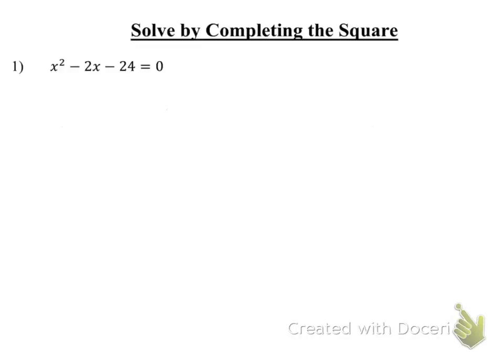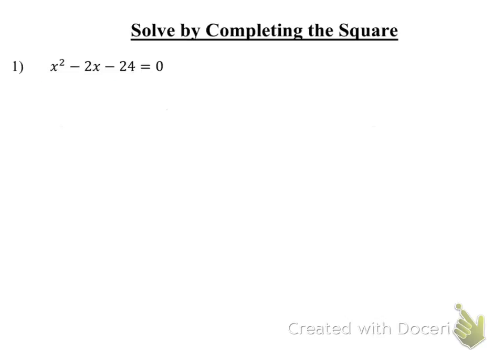Solve by completing the square. So I only have a few examples of this just to give you an idea of how this is done, but really it's just going to take some practice here. So we've learned how to solve by factoring, and this one we can see it's pretty easy that we can factor this. What multiplies to negative 24 and adds to negative 2? Well, that's negative 6 and 4.